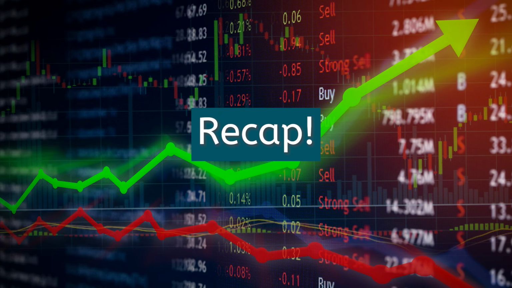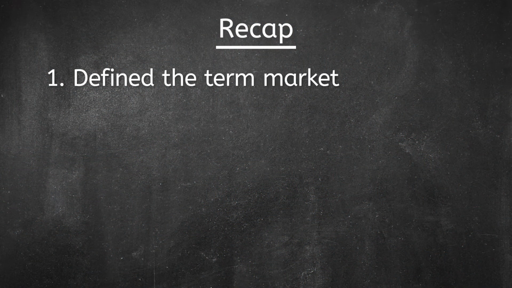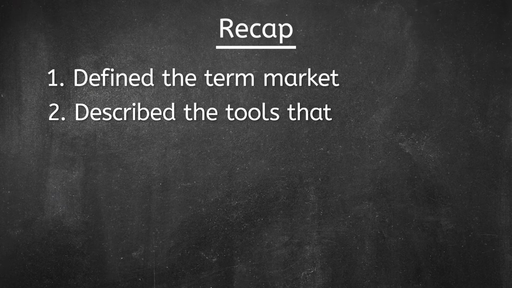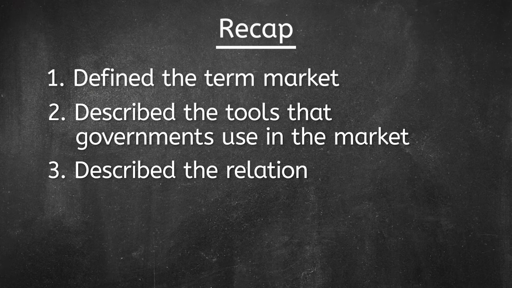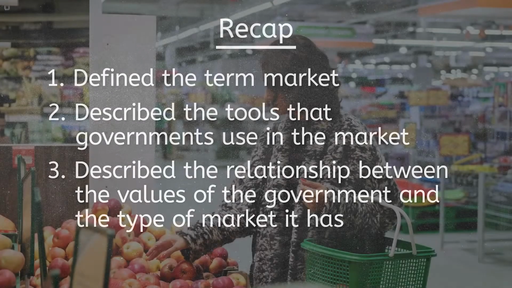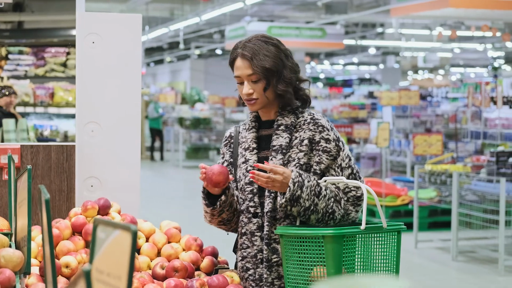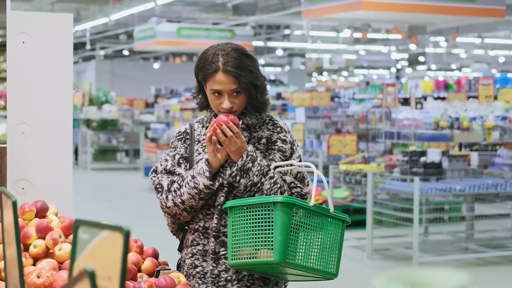Recap. Today, we defined the term market, described the tools that governments use in the market, and finally, we described the relationship between the values of a nation's government and the type of market it has. So, next time you're about to grab some apples at your local market, don't forget to thank the government for helping to get that apple to you.